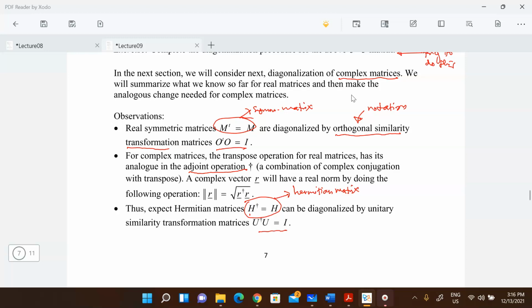Your transpose is now supposed to be a combination of complex conjugate and the transpose, and that gives you the adjoint here. And you have learned about what kind of matrices these are. These are called unitary matrices. Like I've mentioned before, a unitary matrix is like a rotation matrix, but for complex vector spaces. So this one is the version of your symmetric matrix, and this one is the version for your rotation matrix.